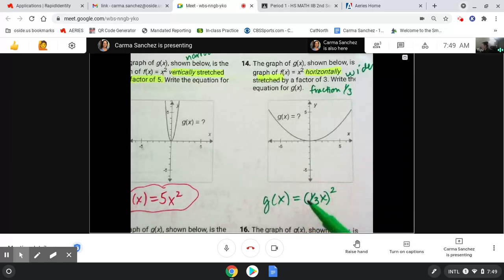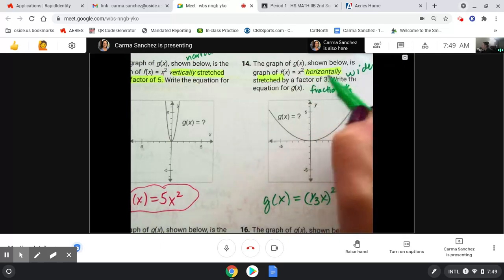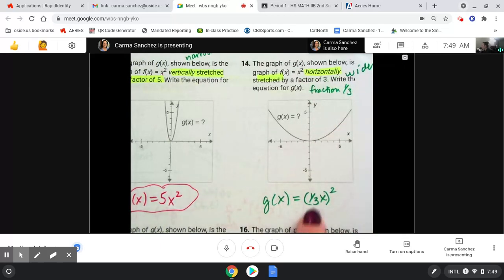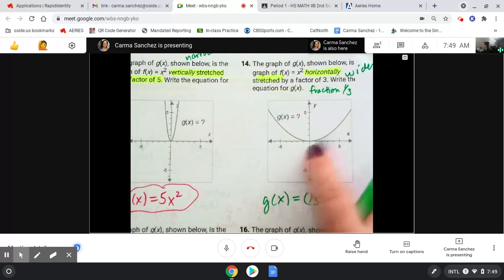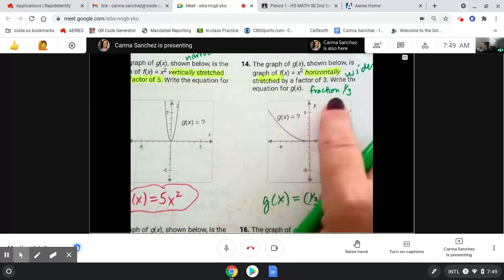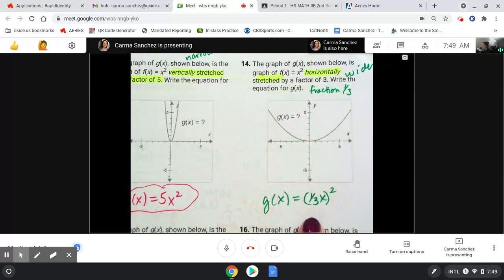So wait a second. Why is it inside the parentheses? Because it's a horizontal change, something happening to the input inside. Why is it 1/3 instead of 3? Because it's a horizontal stretch or a wider graph. When we have a wider graph, we know we want a fraction in that equation.